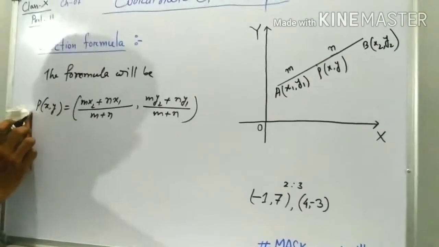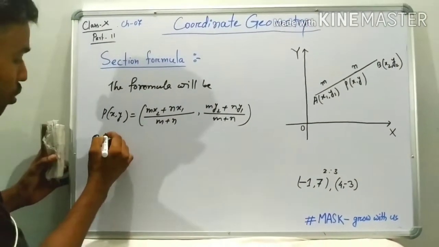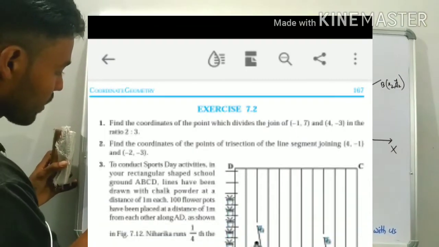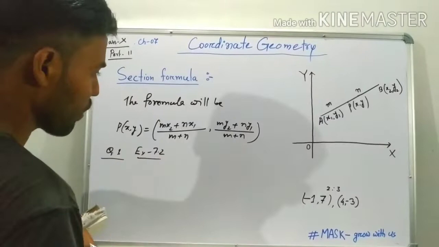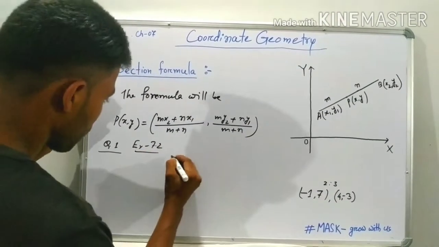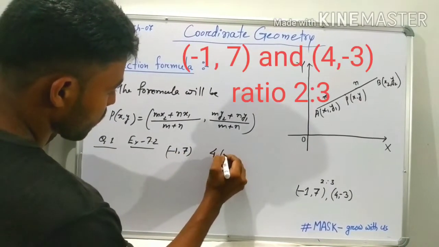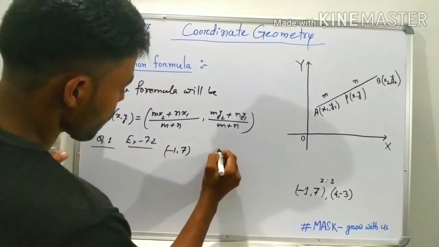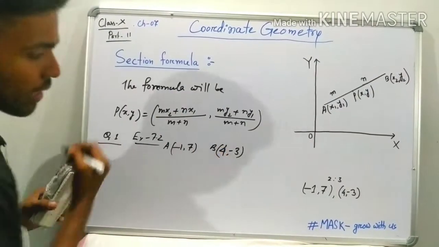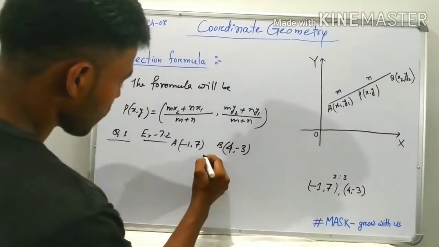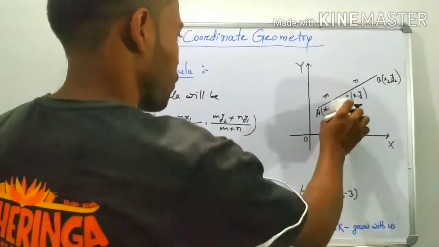So let's try one example with the help of this formula. Suppose we are going to solve question number 1 of exercise 7.2 of class 10 mathematics. In this problem we are given 2 points. One is (-1, 7), and another one is (4, -3). This is suppose A, and this is suppose B. And we are given the ratio 2:3. We can draw this in the figure, so let's draw.